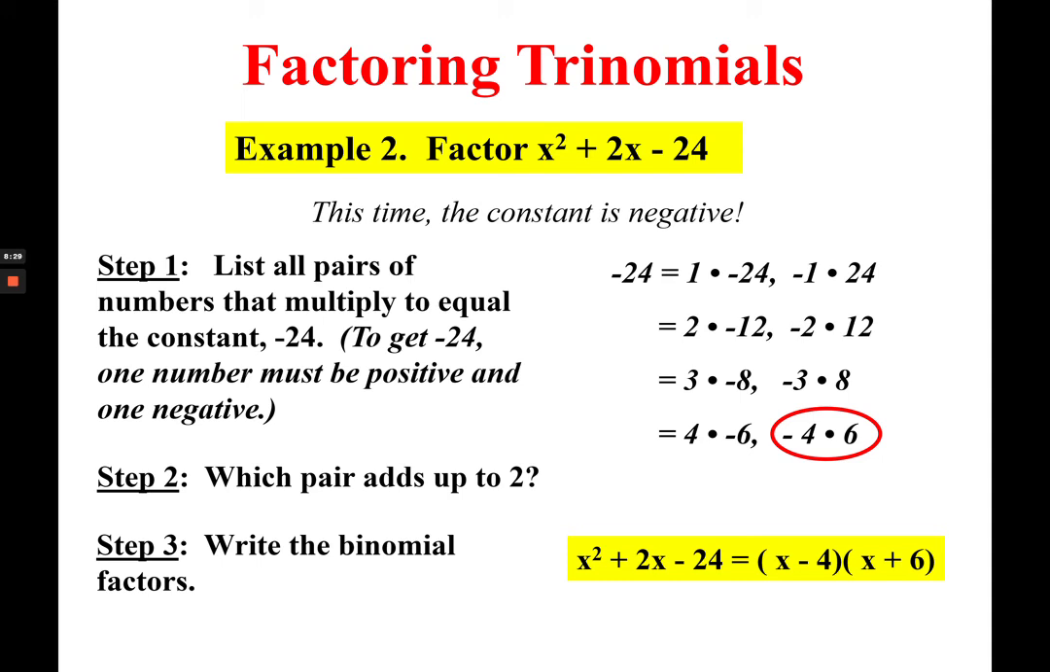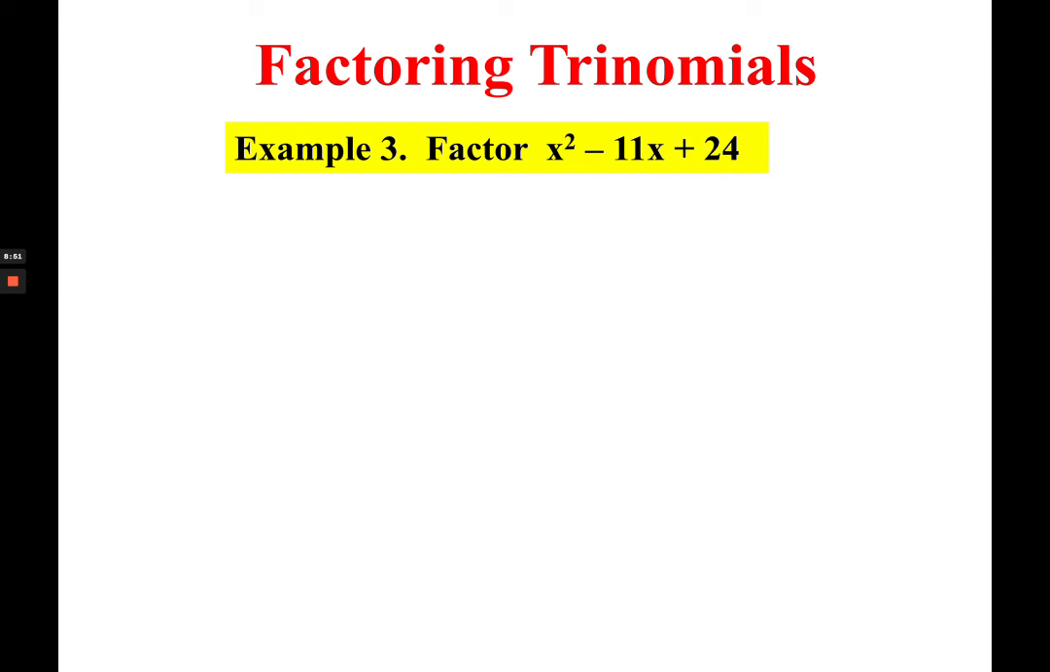Of course, x times x is x squared. Negative 4 times 6 is negative 24. Where did 2x come from? Well, if you have negative 4x plus positive 6x, the inner plus the outer, you get positive 2x. That's how you factor a general trinomial. Let's have another example. Number 3.